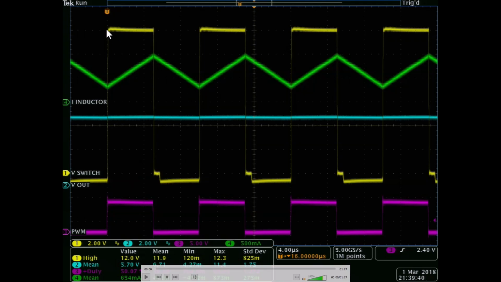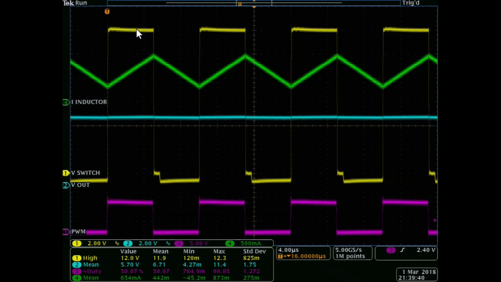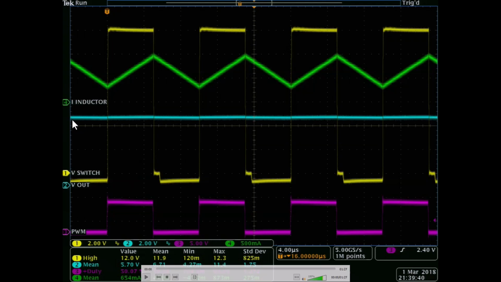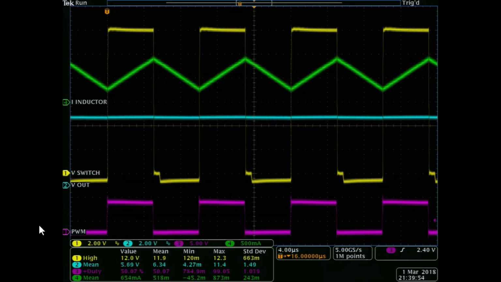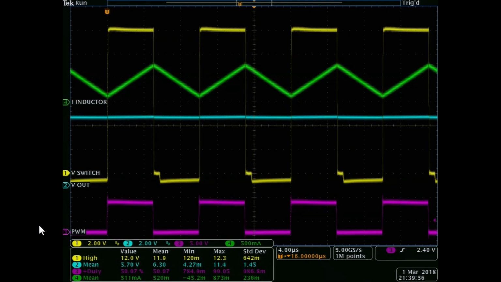So again, yellow is the switch node, inductor current, blue is the output voltage, and this is the PWM signal. So let's see what happens. So we're operating here in steady state. There's a certain amount of output current, certain duty cycle, output voltage. And what's going to happen here is I'm lowering the output current.